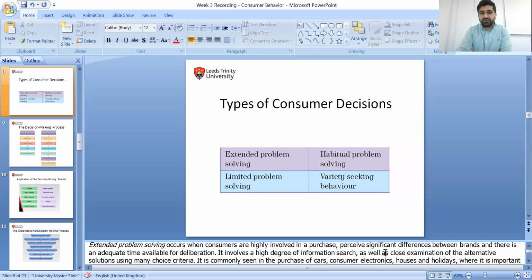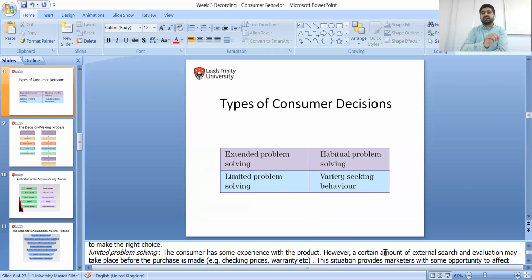In limited problem solving, customers have some experience with the product or service. However, they are evaluating some external research and evaluation that may take place before the purchase, right? So based on price and warranty, they make decisions accordingly. This situation provides marketers an opportunity to affect customers' decisions.